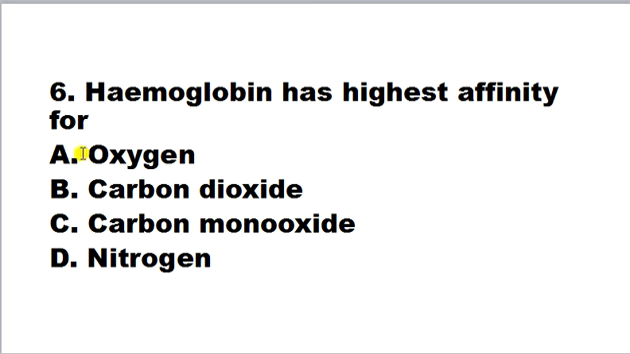Hemoglobin has highest affinity for oxygen, carbon dioxide, carbon monoxide, nitrogen. So hemoglobin has highest affinity for carbon monoxide. Usually hemoglobin binds with oxygen in our blood, in our lung, but hemoglobin has the highest affinity for carbon monoxide rather than oxygen. So correct answer is C here. We have to remember this question because students usually answer oxygen, that hemoglobin has highest affinity for oxygen, but it is not correct. Hemoglobin has highest affinity with carbon monoxide.